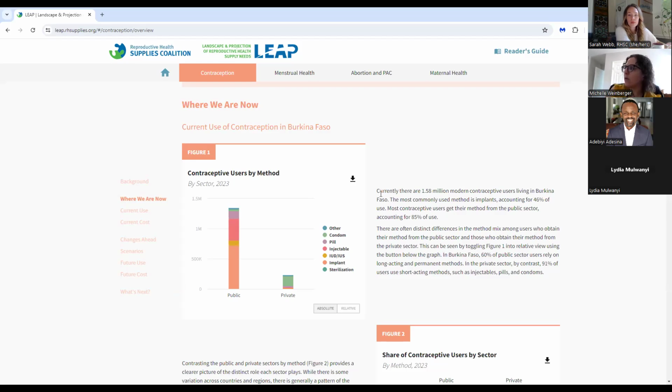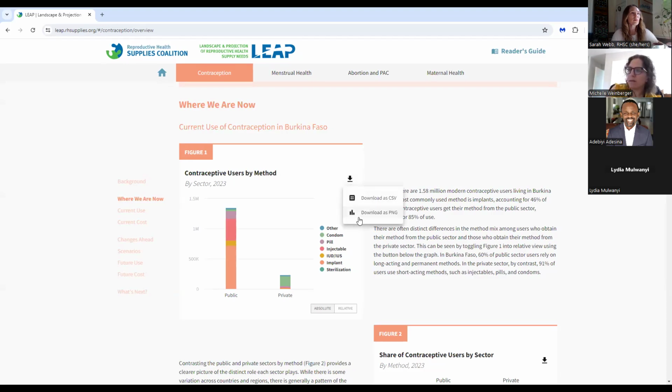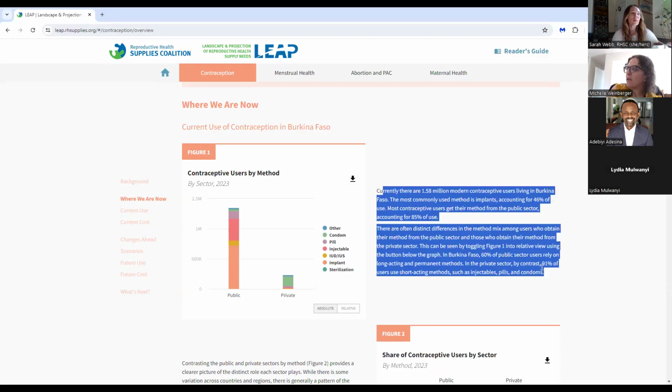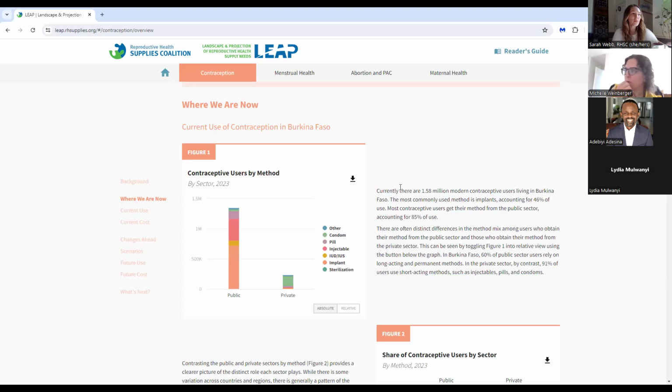So you can see now the text over here says that there are 1.58 million contraceptive users living in Burkina Faso. The idea of having this integrated dynamic text was that it would make it really easy for advocates to not only copy out graphs, which you can download as an image and then put into a PowerPoint presentation, but also just copy out this text and have text that formulates those results for you.